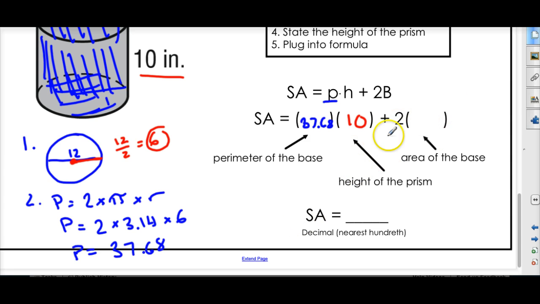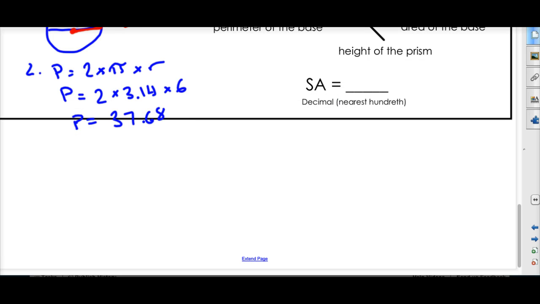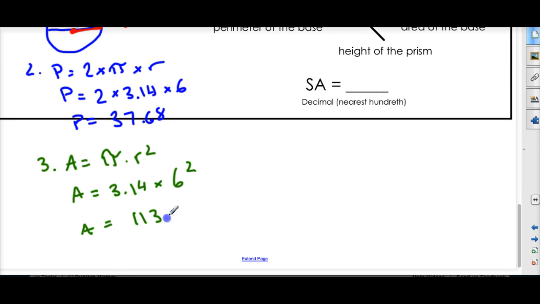Now we have to find the area of the base. So let's do this process again. I'll bring it down here for a little bit. Let's find the area now. The area of a circle, because it's a circle, is pi times r squared. So the area is going to be 3.14 for pi times 6 squared. Let's put that into our calculator. 3.14 times 6 squared is 113.04. That is the area of our base.